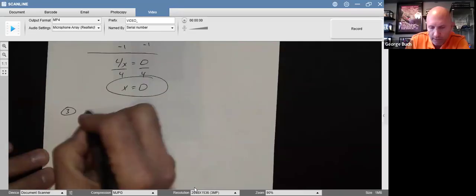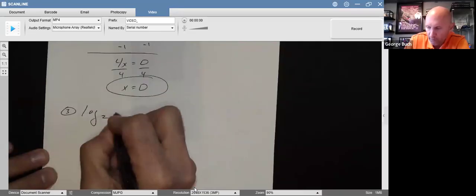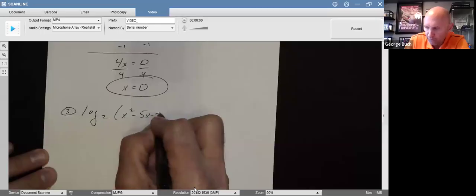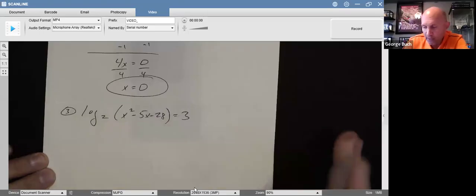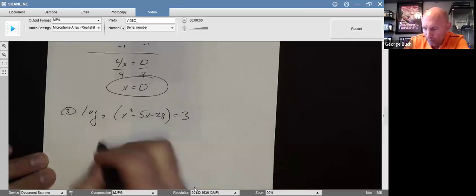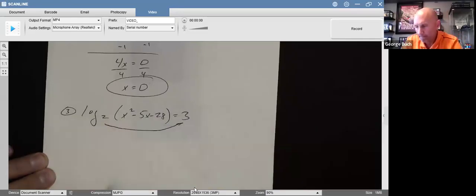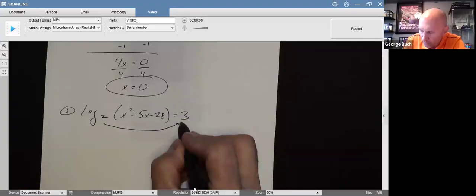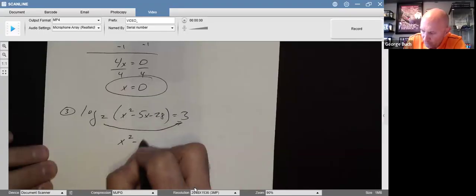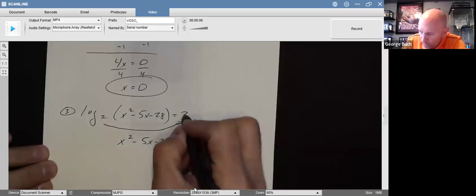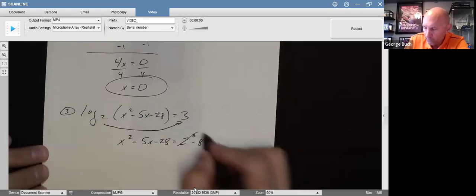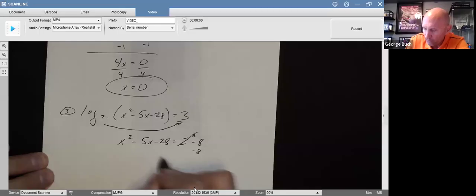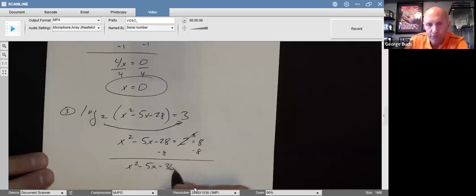What if I have log base 2 of x squared minus 5x minus 28 is 3. So again, I only have log on one side, so the only thing I can do is my basic log property, bring this over as my base. So that gets rid of the log function. So I have x squared minus 5x minus 28 is 2 to the third power, which is 8. So subtract 8 from both sides. I get x squared minus 5x minus 36 is equal to 0.